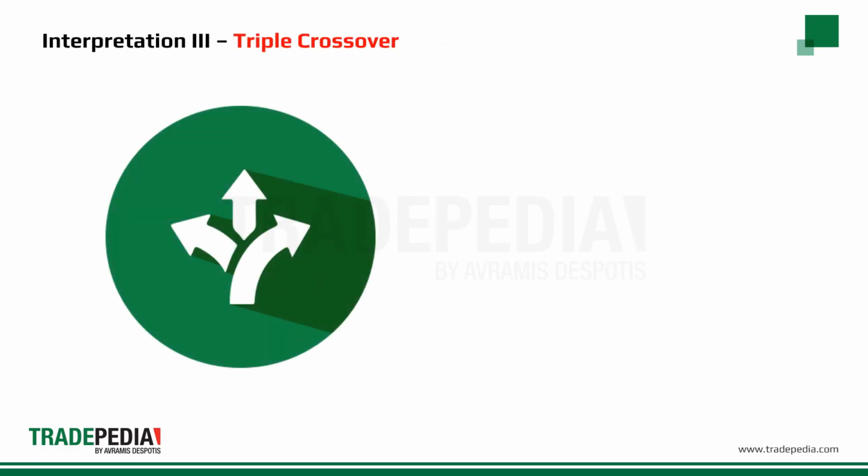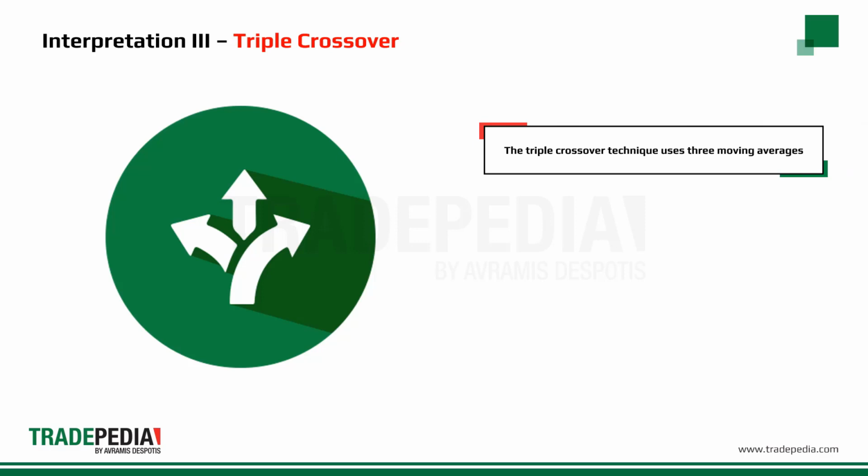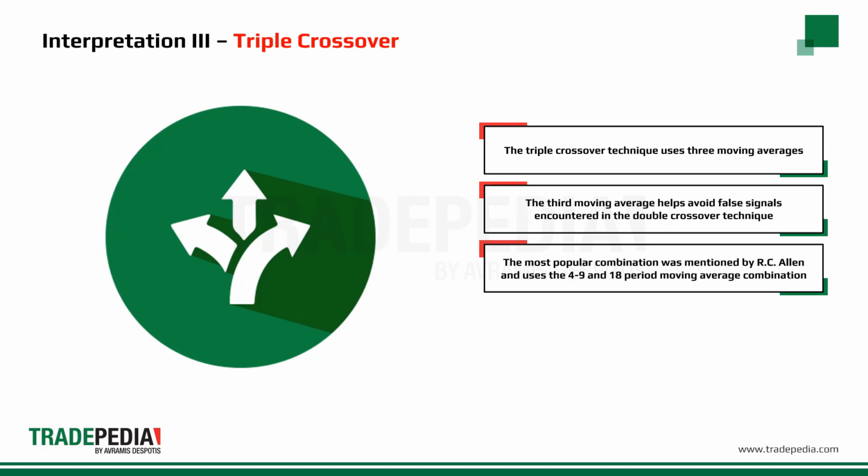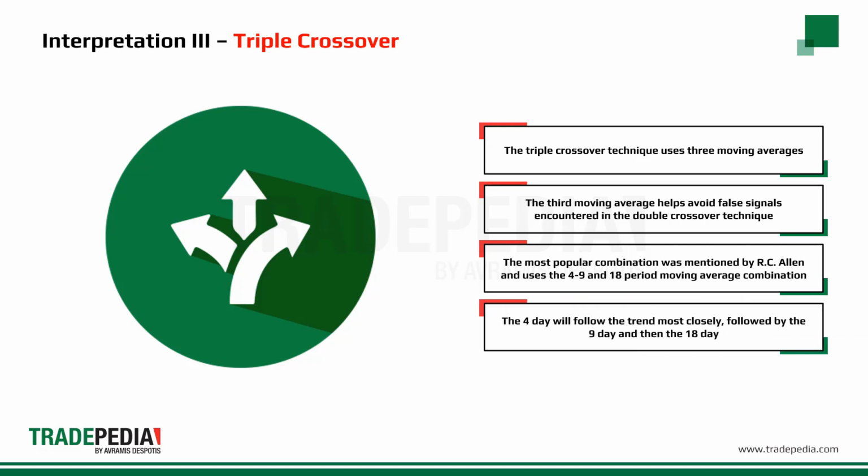Another way of interpreting moving averages is through the triple crossover technique, which uses 3 moving averages. The third moving average helps avoid false signals encountered in a double crossover technique. The most popular combination was mentioned by R.C. Allen and uses the 4, 9 and 18 period moving average. Some traders might adjust it to 5, 10, and 20 combination. The 4-day will follow the trend most closely, followed by the 9-day and then the 18-day.